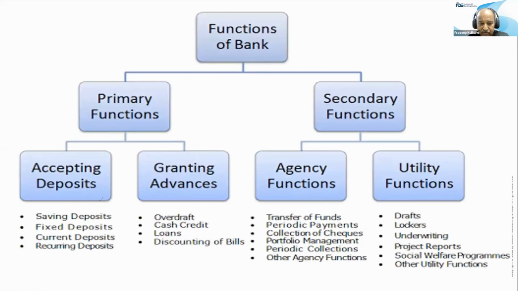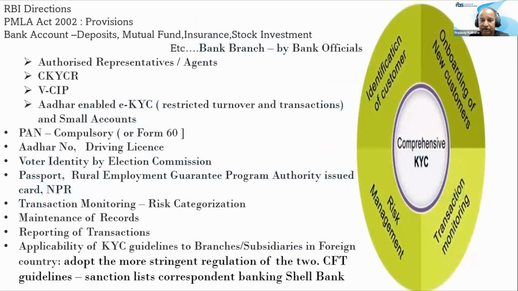These are a few functions of the bank, and based on the function, your area of preparation. So these are the deposit functions, overdraft functions, then transfer, portfolio management, agency functions such as insurance, making the insurance policy and selling, utility function, underwriting, then social welfare programs. All these are added functions, known as secondary functions.